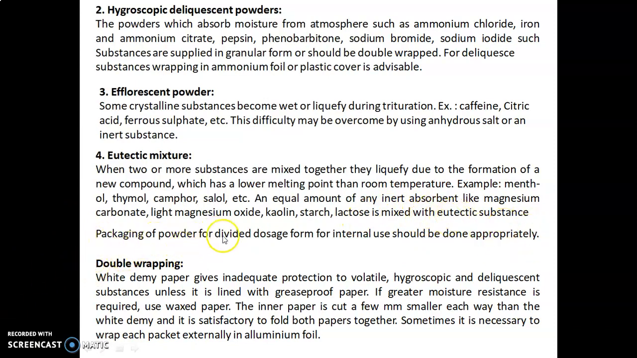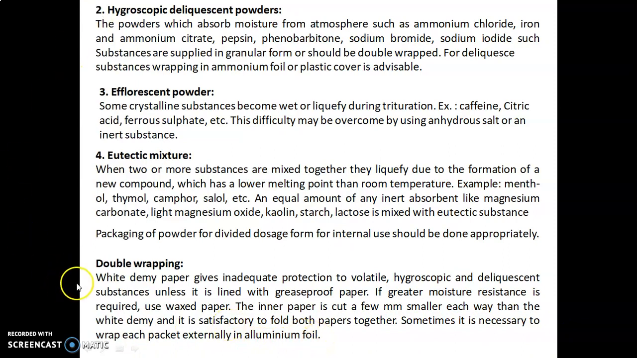Packaging of powder for divided dosage form for internal use should be done appropriately. Double wrapping. White demy paper gives inadequate protection to volatile, hygroscopic and deliquescent substances unless it is lined with grease-proof paper. If greater moisture resistance is required, use waxed paper. The inner paper is cut a few mm smaller each way than the white demy and it is satisfactory to fold both the papers together. Sometimes it is necessary to wrap each packet externally in aluminium foil.